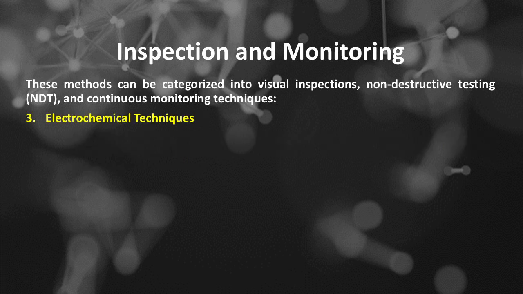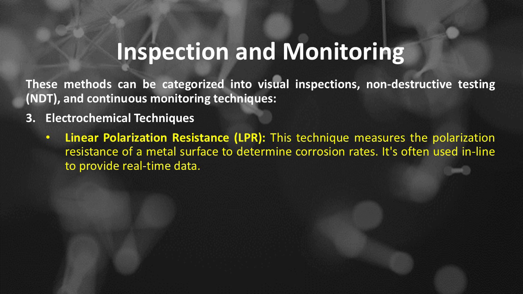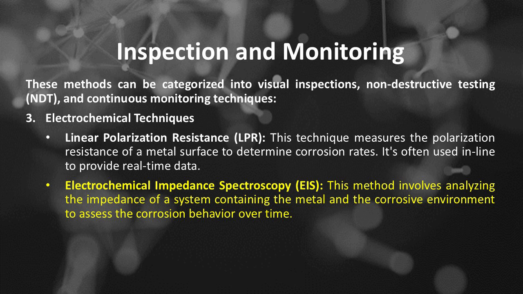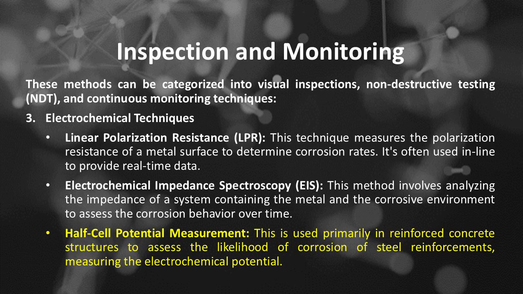Number 3 is electrochemical techniques. Linear polarization resistance, or LPR. This technique measures the polarization resistance of a metal surface to determine corrosion rates. It's often used inline to provide real-time data. Electrochemical impedance spectroscopy, or EIS. This method involves analyzing the impedance of a system containing the metal and the corrosive environment to assess the corrosion behavior over time. Half-cell potential measurement.